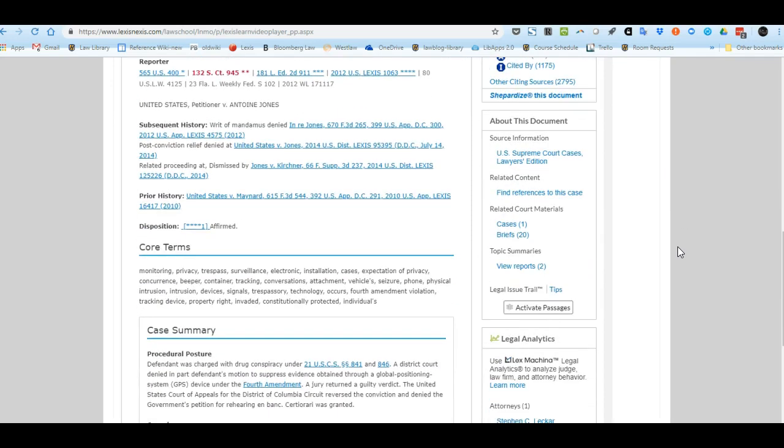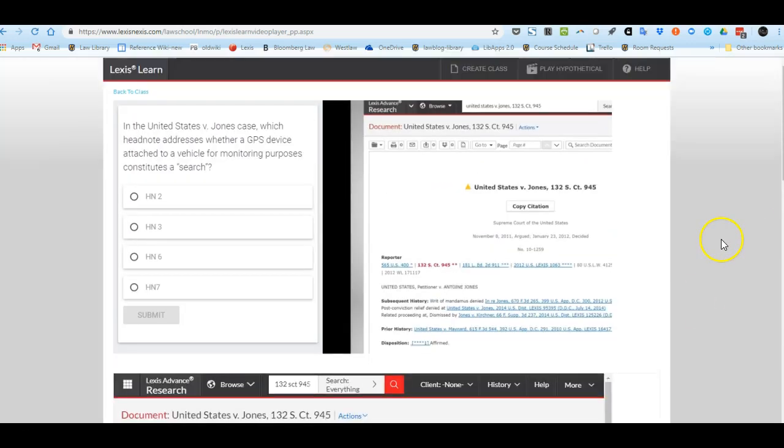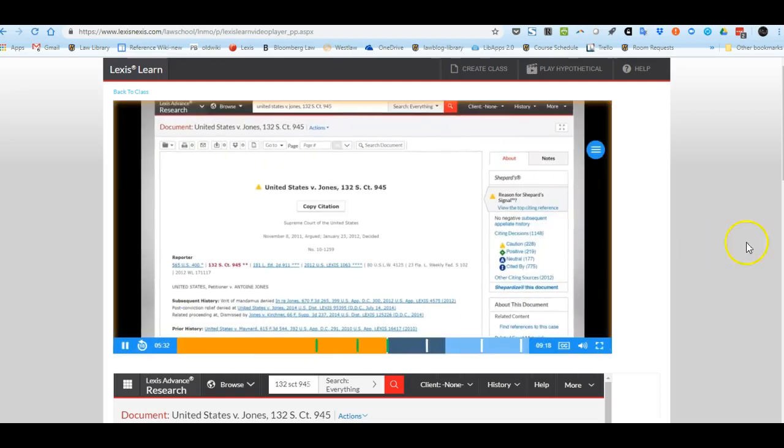Okay, we there? Anybody need more time? Alrighty then. So, headnote number 2, votes for headnote number 2. Votes for headnote number 3. Everybody, headnote number 3. Yep. Headnote number 3 states government's installation of a global GPS device on a target's vehicle and its use of that device to monitor the vehicle's movement constitutes a search. That's headnote number 3.